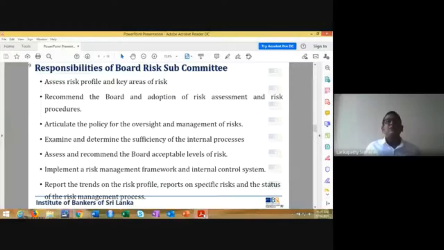So first they have to identify the risk, and then again they have to recommend to the board to adopt the risk management assessment and risk procedures in the bank and finance institution. That is another important one. And the third one is articulate the policies for oversight of the management of risk. Because there may be several good policies and good procedures, but if they have not been implemented properly, no point. So somebody has to oversee it. So articulate the policy for oversight and management of the risk.